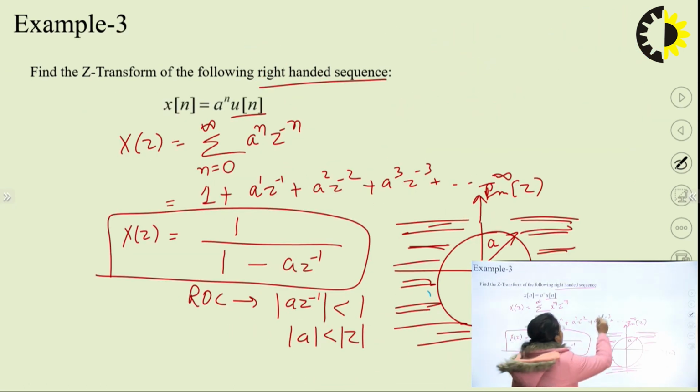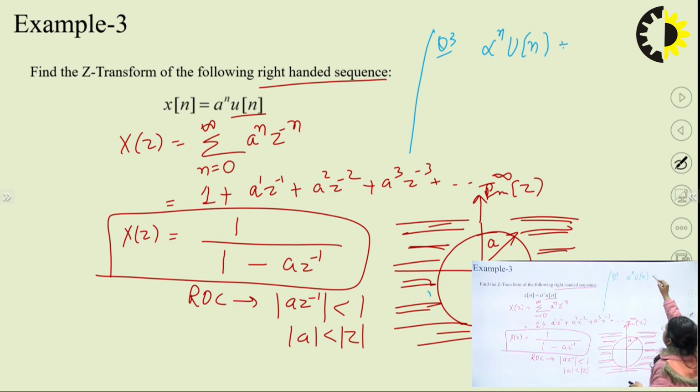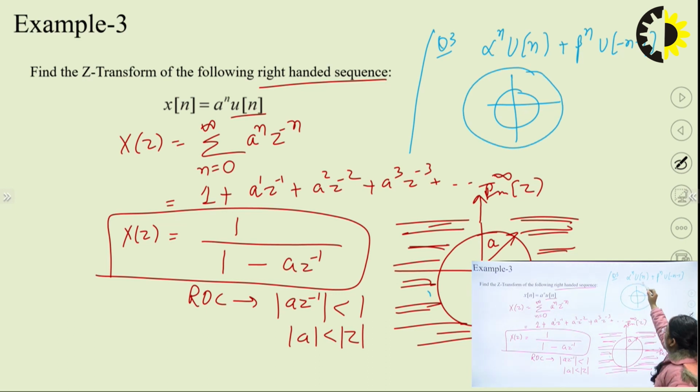Suppose I have two sequences, for example one sequence alpha^n u[n], and another sequence beta^n u[-n-1]. Let's see the ROC for these. I am drawing two circles centered around the origin for these two sequences. This is sequence number 1 and this is sequence number 2. For the sequence alpha^n u[n], we get |z| greater than alpha.